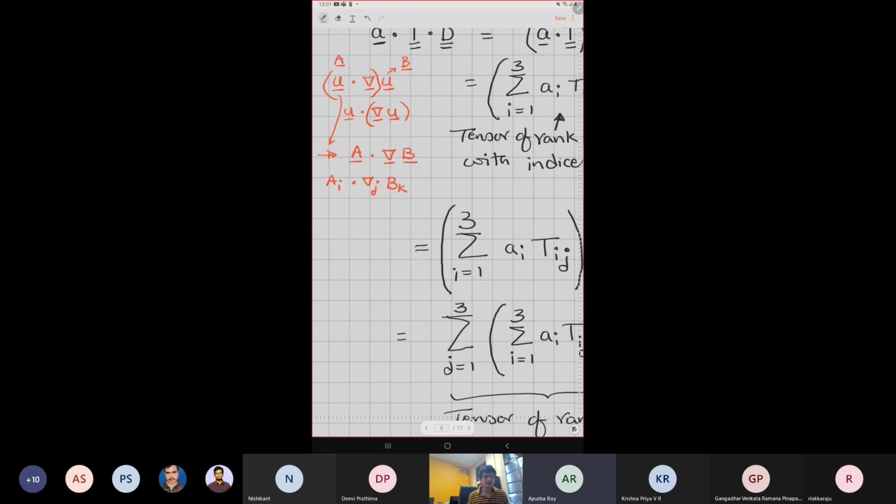Now it's up to me how I would like to condense. For the dot product, I need to condense it. I'm going to pick the next neighbor. It's up to me how I would like to pick, but the neighbor is quite easy to visualize. So what I'm going to do is AI grad I BK. AI means UI grad I UK, which is UI del UK by del XI. Done. Clear?